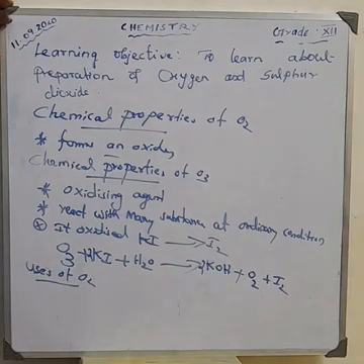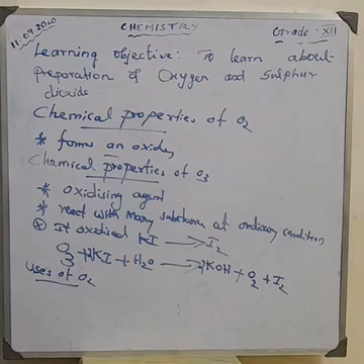All living things need oxygen. Oxygen is one of the essential components for the survival of living organisms. It is used in welding, that is oxyacetylene welding. And also, liquid oxygen is used as a fuel in rockets. Liquid oxygen is used as fuel in rockets. So that is the importance of oxygen.